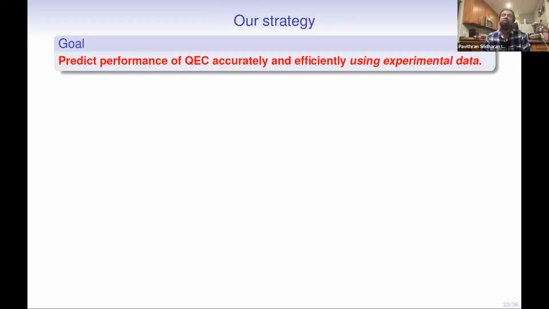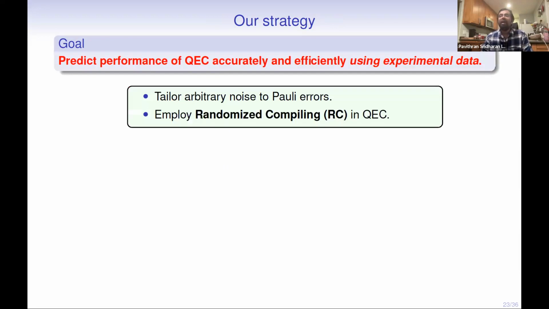We wanted to predict the performance of a quantum error correction scheme accurately and efficiently using experimental data. Now, schematically, what we will do is a two-step process where first, let's simplify the problem. Our noise is very generic, the most generic it can be in the sense of just respecting the physics of quantum systems, which is 12 independent parameters for a physical qubit. Let's simplify that problem by actively casting that noise into Pauli noise. And fortunately, there is a technique for this purpose called randomized compiling.